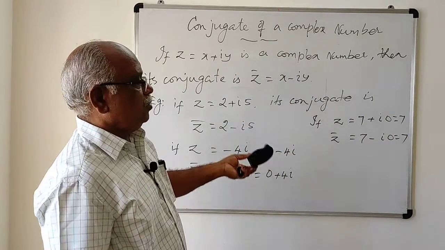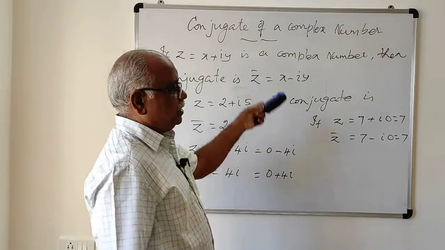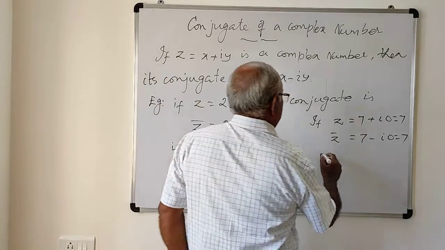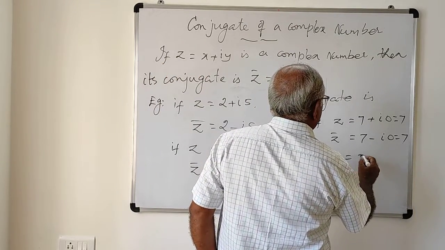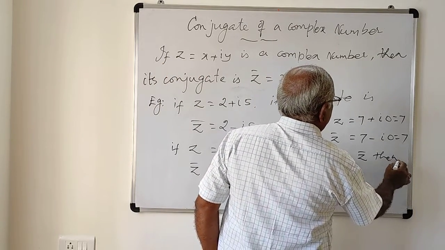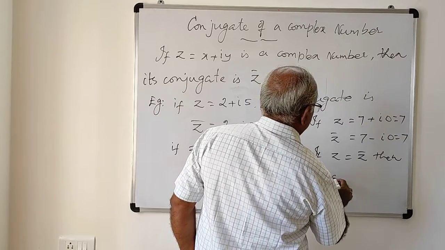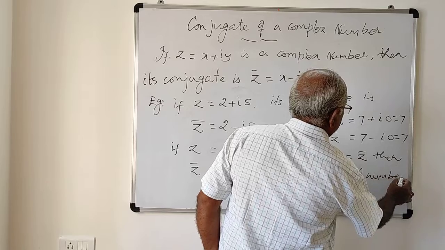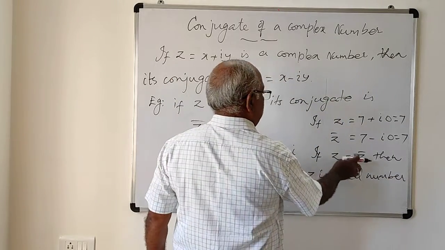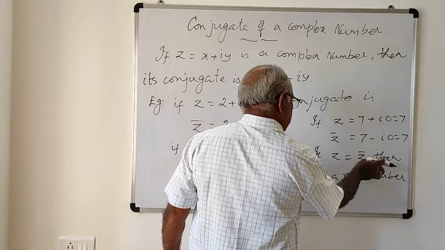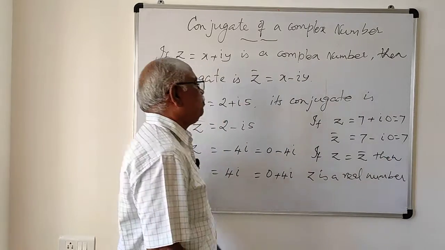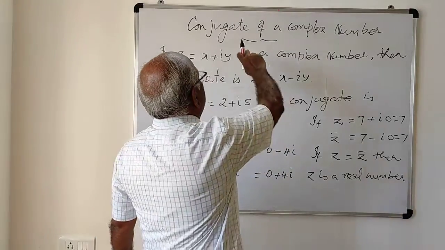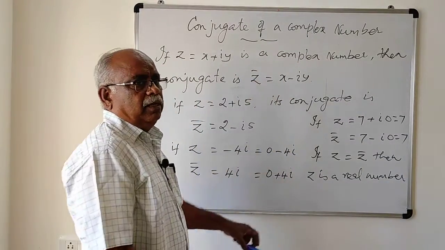So if a complex number and its conjugate are equal, then it is a real number. That is the rule. If z equals z bar, then z is a real number. You have to remember this concept. These are the things I have to define under the conjugate of a complex number.